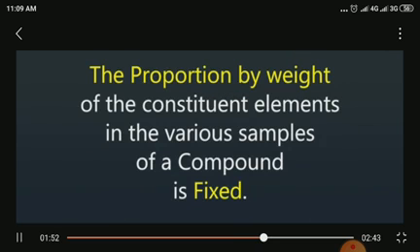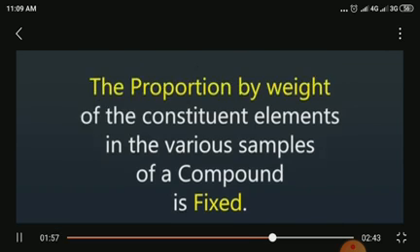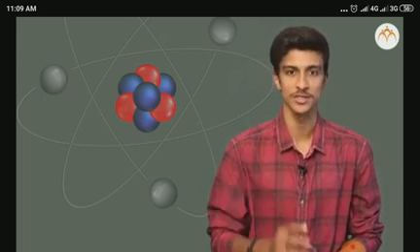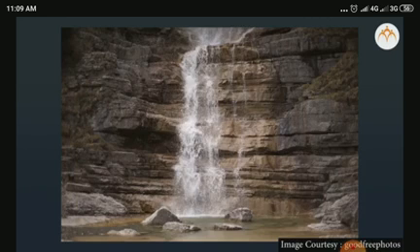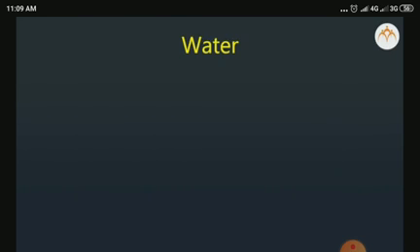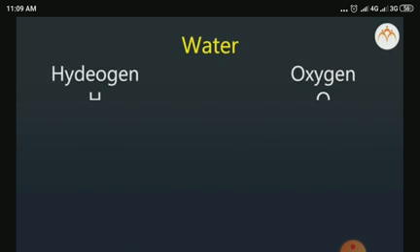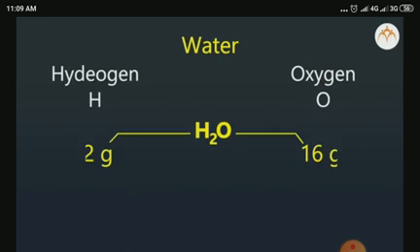The law states that the proportion by weight of the constituent elements in the various samples of the compound is fixed. This law was stated by French scientist J. L. Proust. One more important thing which we have to understand is that though the source of the compound is different, the proportion of the constituent elements is always fixed. Suppose someone gets water from different sources as a product of different reactions. Even then, the proportion by weight of hydrogen to oxygen in water is always 1:8.